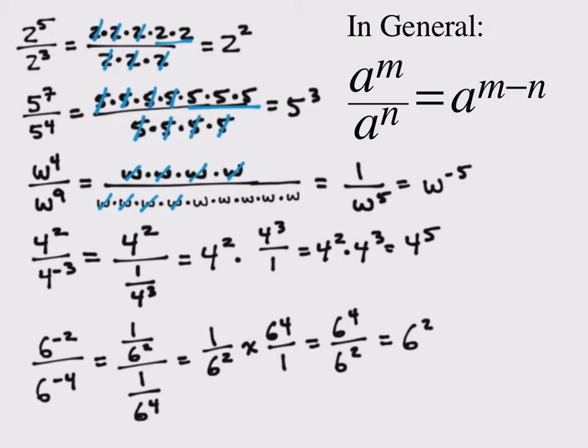And in general, for any real numbers a, m, and n, a to the m over a to the n equals a to the m minus n. That is, if you're doing division with two exponential expressions having the same base, all you need to do is subtract those exponents. All right, now we're going to do 5 practice problems.